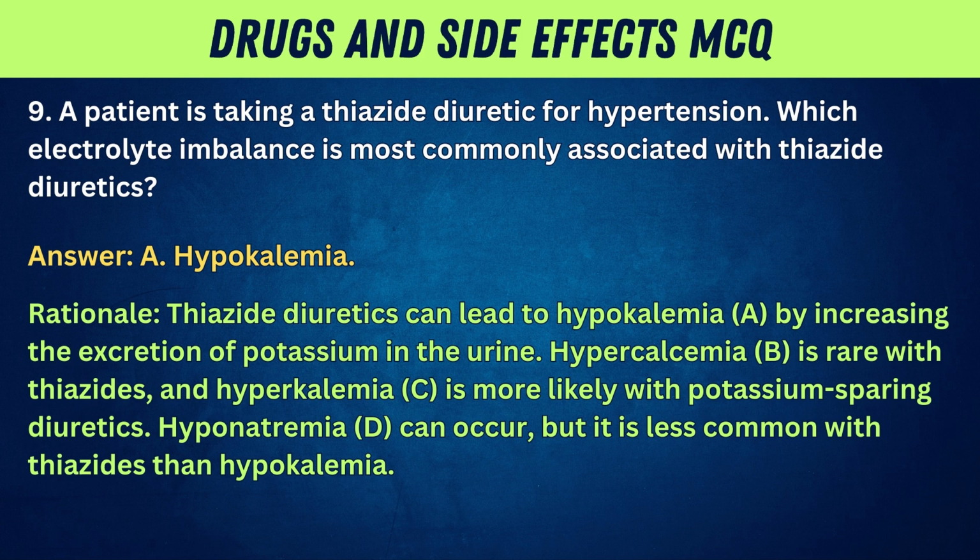A. By increasing the excretion of potassium in the urine. Hypercalcemia, B, is rare with thiazides, and hyperkalemia, C, is more likely with potassium-sparing diuretics. Hyponatremia, D, can occur, but it is less common with thiazides than hypokalemia.